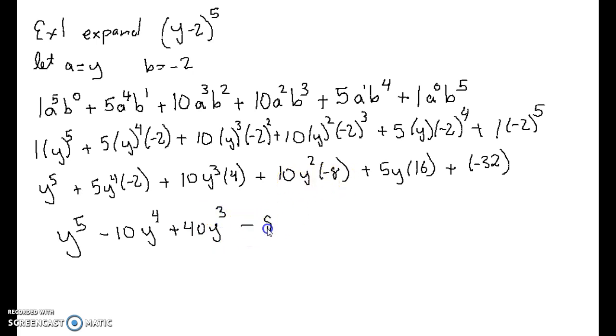10 times negative 8 is negative 80. And then 5 times 16 is a positive 80, and then minus 32. There are no terms to collect. Notice that it's a power of 5, so I should have 6 terms. I got 1, 2, 3, 4, 5, 6. So I have correctly expanded this binomial. Right? So it just makes life easier, so I don't have to necessarily worry about writing it out 5 times.